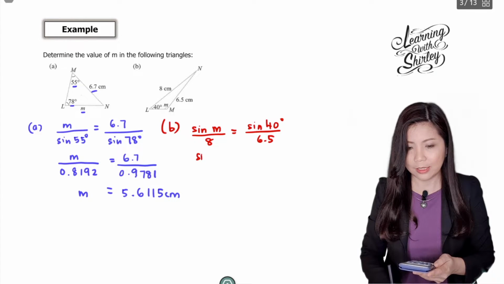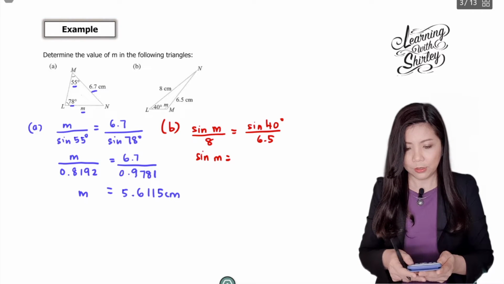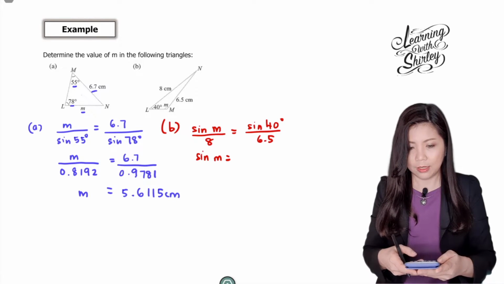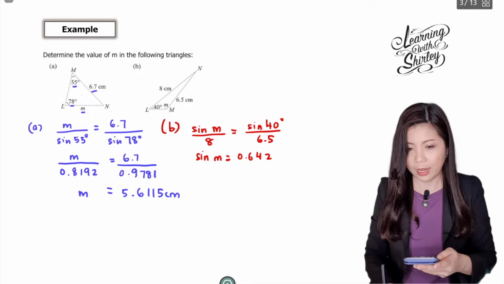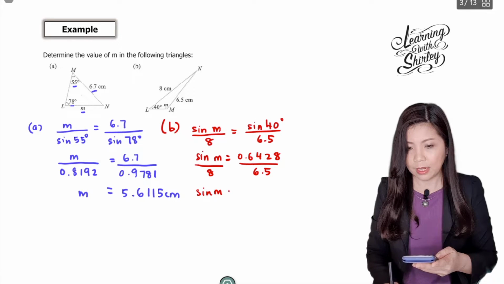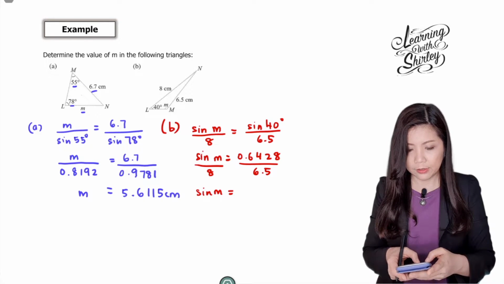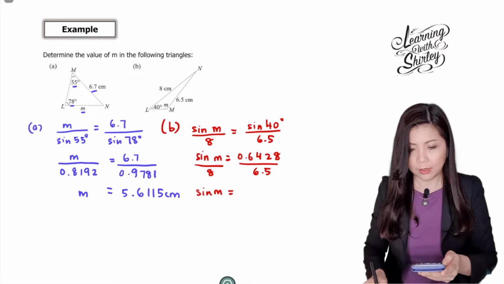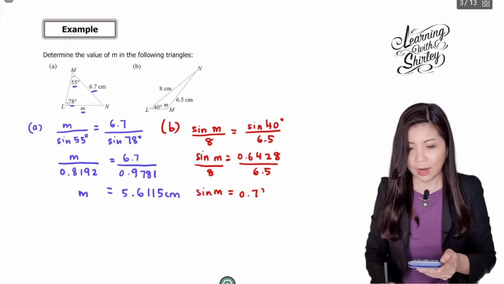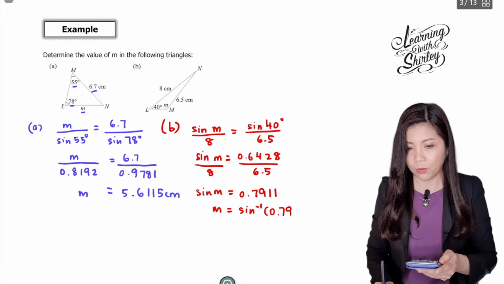Let's calculate this. I'm going to write sine m here. Sine 40 is 0.6428, then over 6.5. This one I put over 8 first. Now sine m is equal to 0.6428 divided by 6.5 times 8. So we'll get a decimal, which is 0.7911. To find m, I'm going to use shift sine of 0.7911.